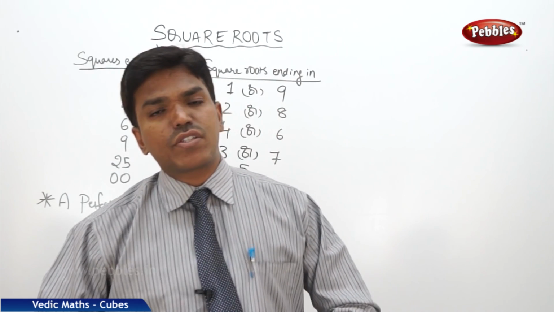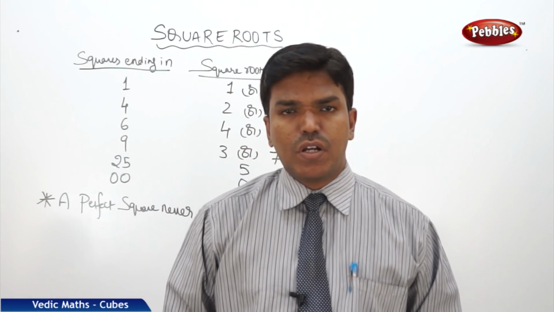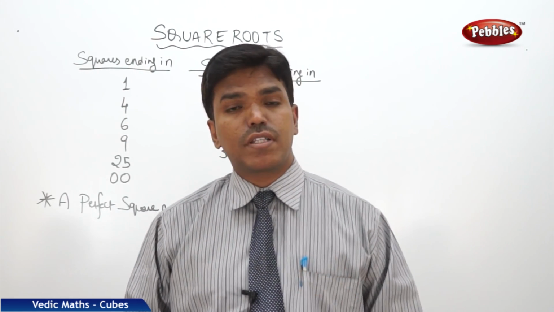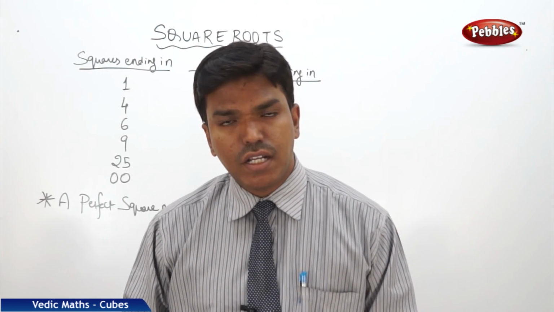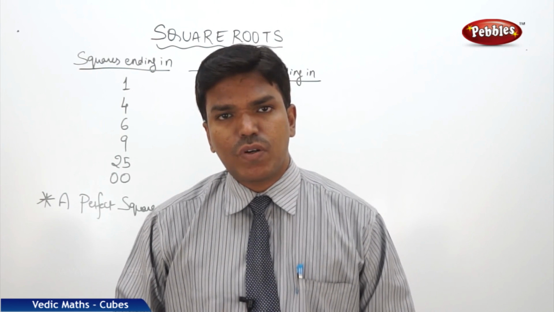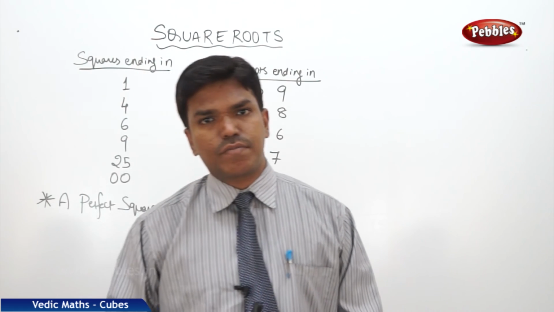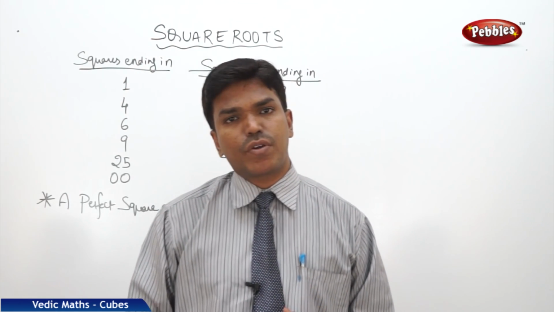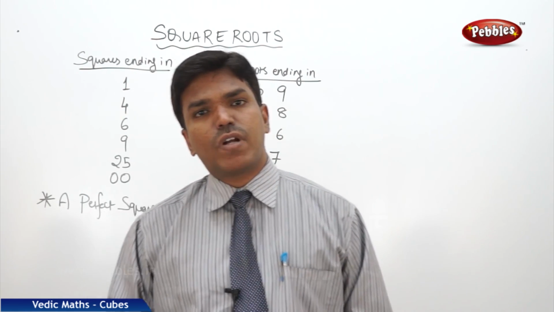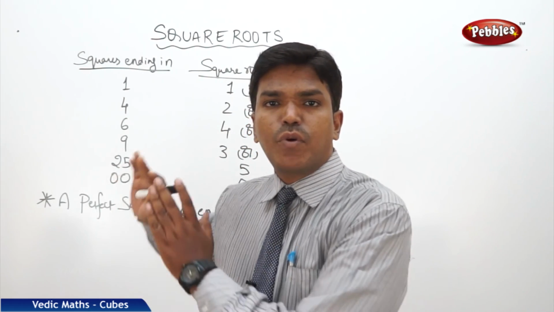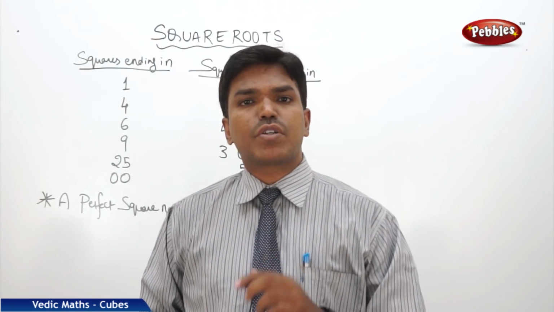Friends, our next topic is square roots. To find square roots, as we already discussed, it is mandatory to know squares up to 30. Why? Because if you are very good at 30 squares, we can calculate square roots very easily. Before that, the square roots which I am going to find are for perfect squares.